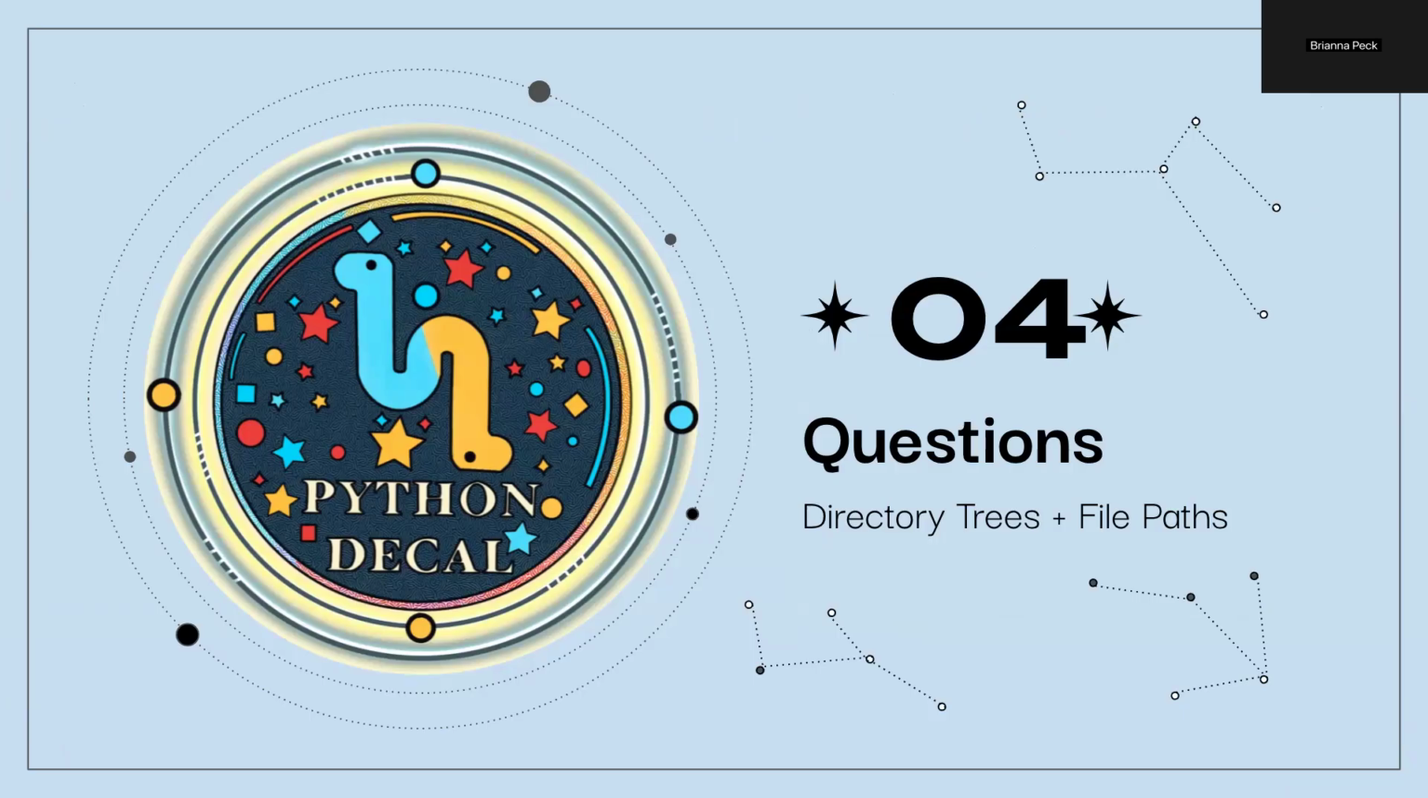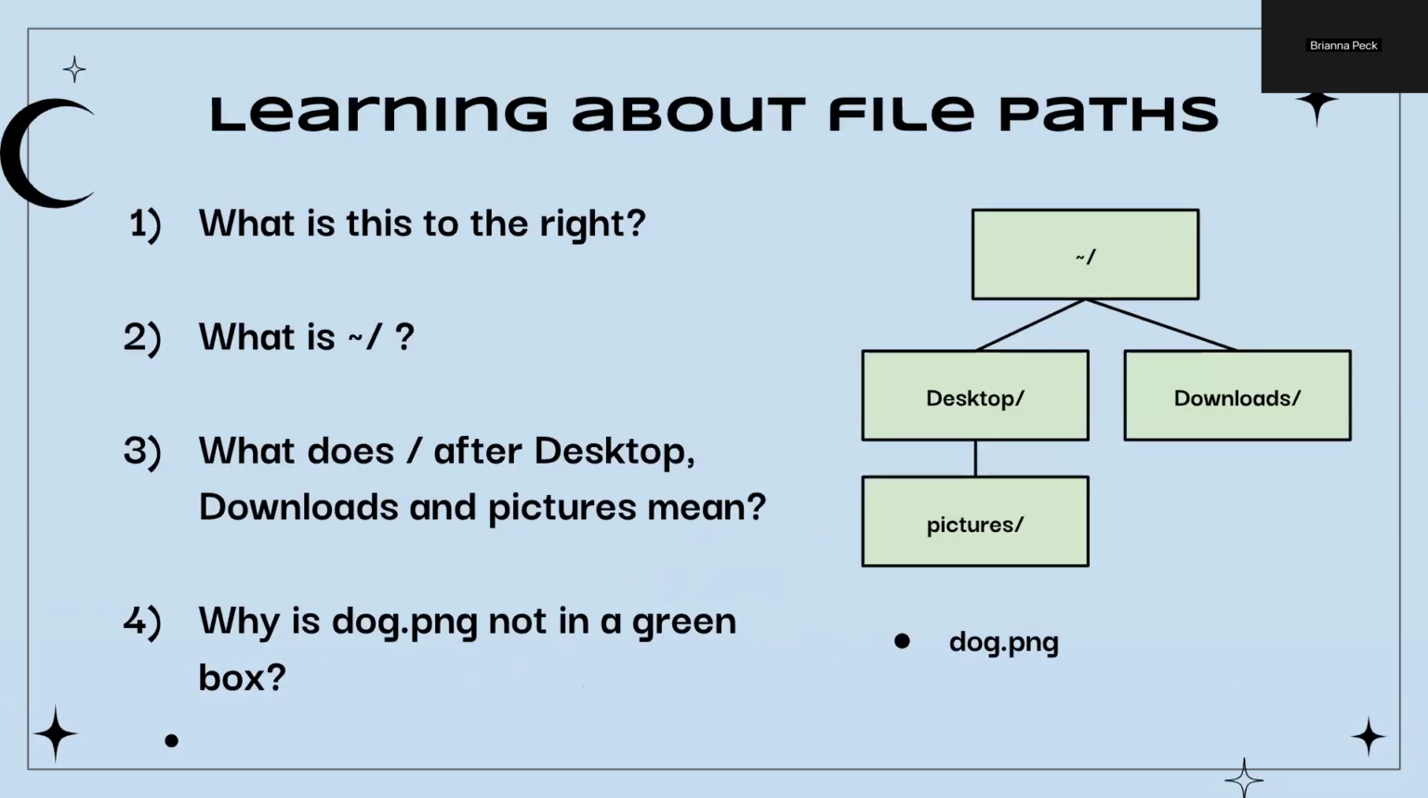Okay, now down to the questions. Just discuss these with the people around you in a second about what this little diagram to the right is, what the tilde means, what the slash after desktop and downloads and pictures means, and then why is this last one, dog.png, not in a green box? Go, discuss.